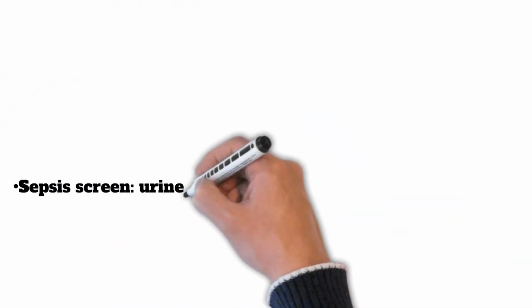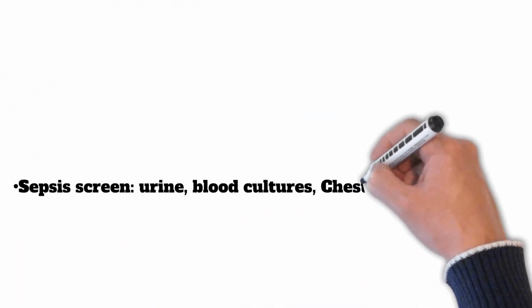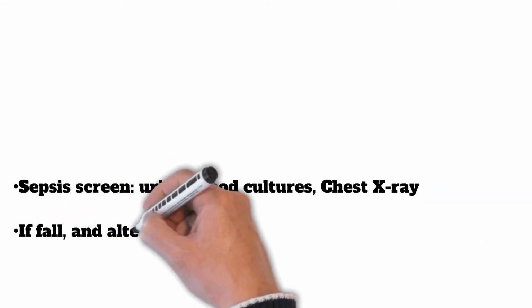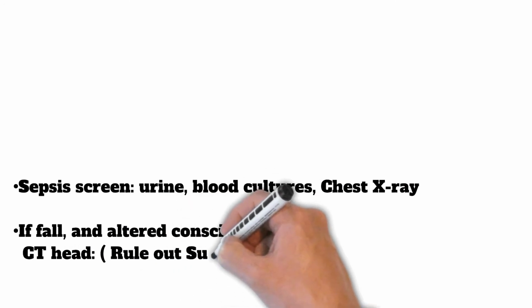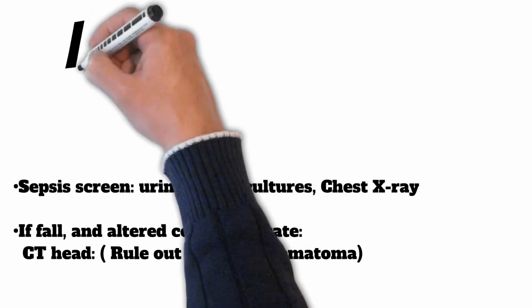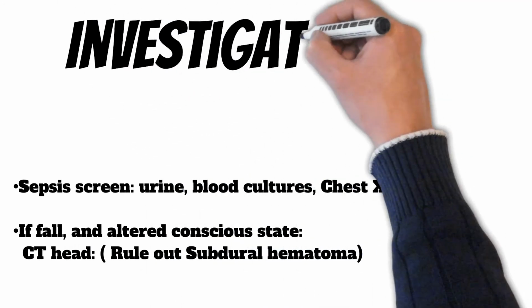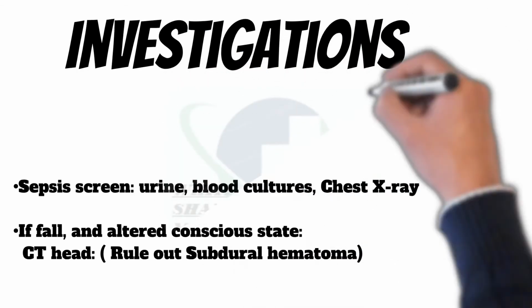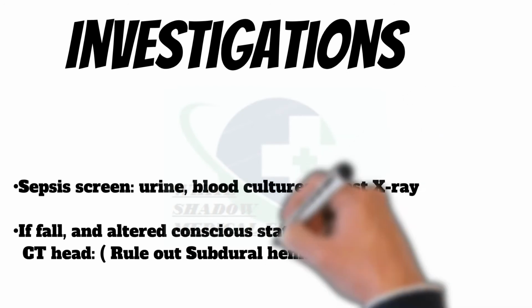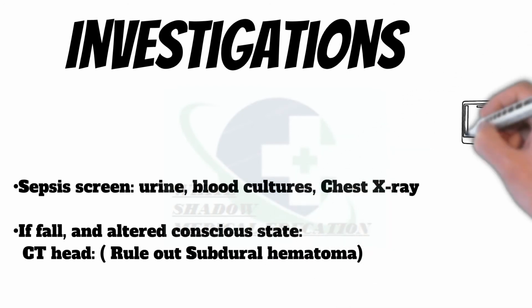Now it's the time to tell the patient about the management part, including investigations and treatment. Regarding investigations, we have options of sepsis screen, urine, blood cultures and chest X-ray. If fall and altered conscious state, consider CT head for any signs of subdural hematoma, especially in atrophic brain.